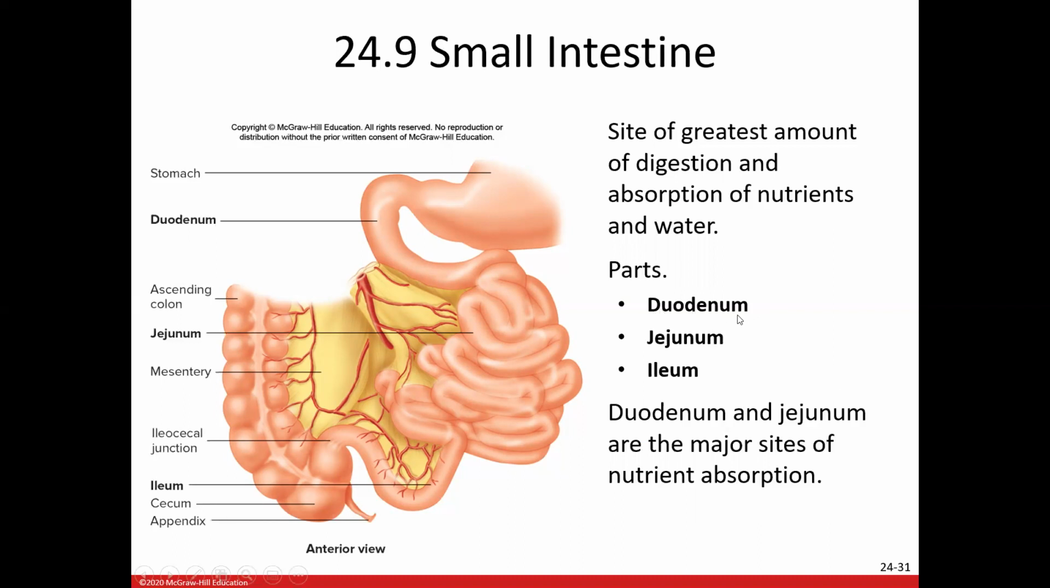The duodenum, which is the very small starting section of the small intestine. The jejunum, which is the next section, and then the ileum. In your first two sections, the duodenum and the jejunum are really where we have the nutrient absorption. The ileum is really just continuing to pass along that food until we get to the large intestine.